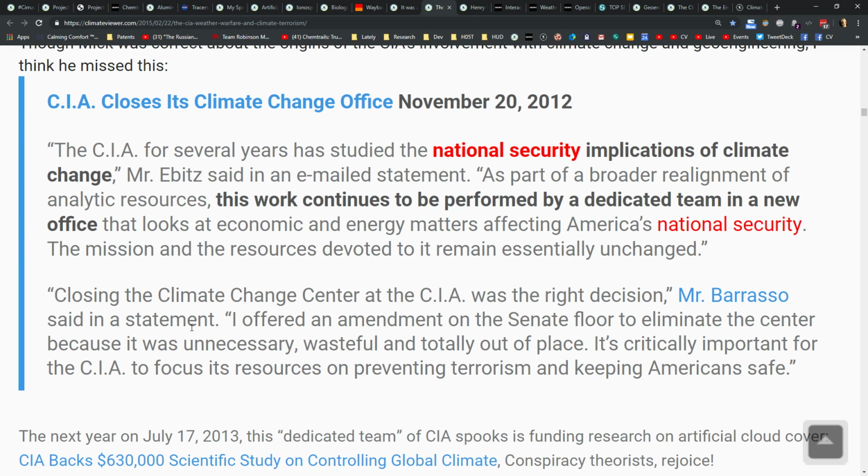This is priceless. The CIA for several years has studied the national security implications of climate change. Mr. Evitz said in an email, "As part of a broader realignment of analytical resources, this work continues to be performed by a dedicated team in a new office." So the CIA are still very much involved in climate change, geoengineering, and all of that.